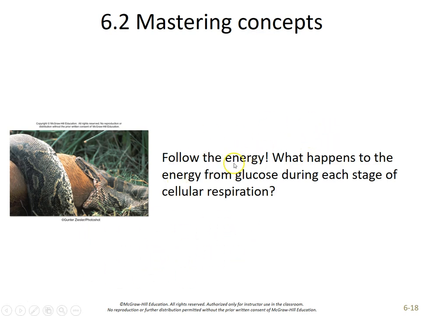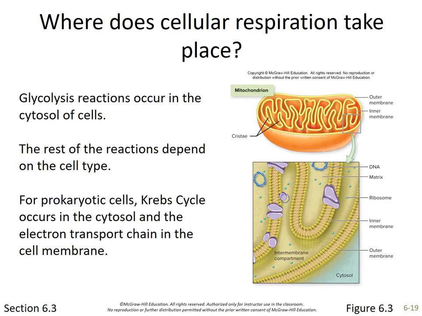Okay, follow the energy. What happens to the energy from glucose during each stage of cellular respiration? You should be able to look at the flowchart from glycolysis to Krebs cycle to the electron transport chain and interpret it and track how much ATP is made from each stage, where the carbons go, if they leave as carbon dioxide, or if they become part of an intermediate carbon chain that goes through the process. Mostly we're concerned with the manufacture of ATP in this process.